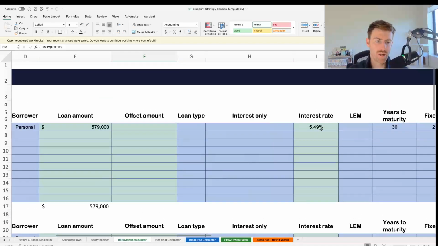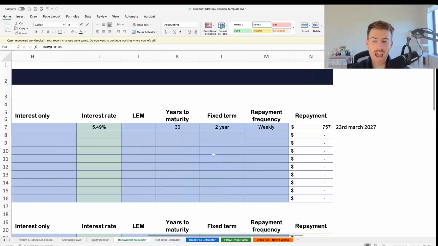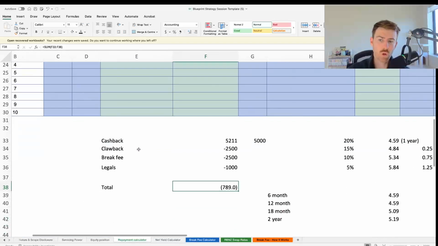So probably we'll catch up with this client later on, closer to the time. And maybe the clawback that they would owe to the original bank might go down. Maybe there might be some other good cashback offers, or maybe there might be something the original bank will offer. So that's something I'll review with them regularly.